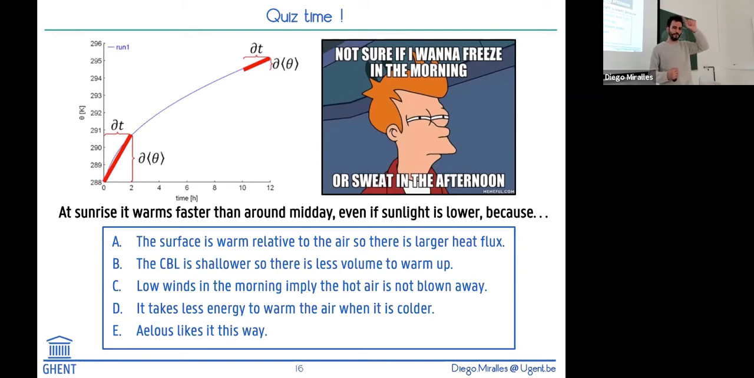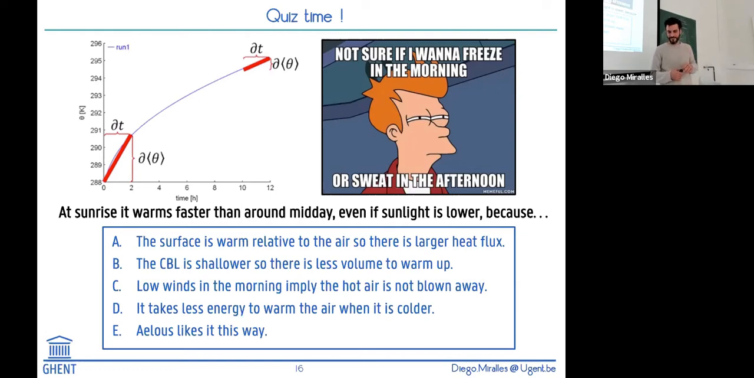So who wants A? The surface is warm relative to the air, so there is a larger heat flux. No, didn't convince you, that's good. B, the boundary layer is shallower, so there is less volume to warm up. Come on, don't be shy. Yeah, I see some hands very shyly raising. C, low winds in the morning imply the hot air is not blown away. Didn't convince you. D, it takes less energy to warm the air when it's colder. No? So are the rest of you just going for E?